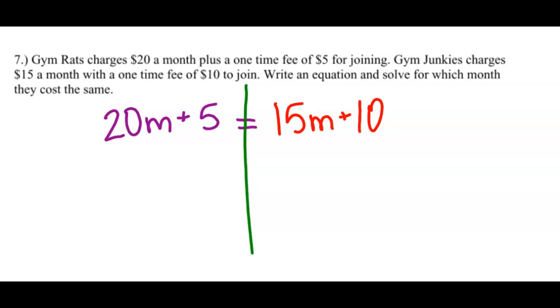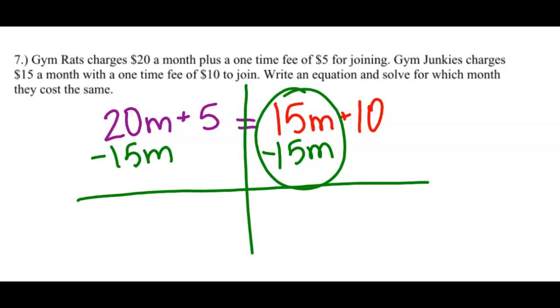Okay? Now, which do I have to move first? My 20m or my 15m? I'm hoping you said 15m. What do I have to add to 15m to zero it out? Negative 15m comes over here. I'm going to end up having how much on this side? Hoping you said 5m plus 5. Your 5 comes down. Your 10 comes down. Bring it over a little closer. 5m plus 5 equals 10.